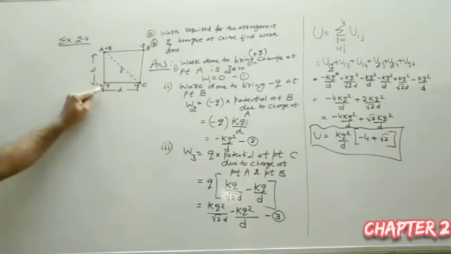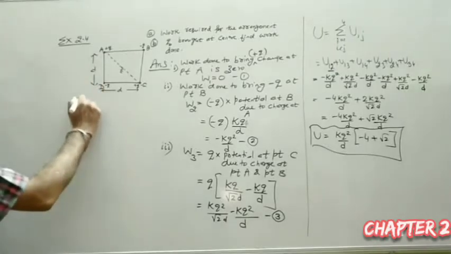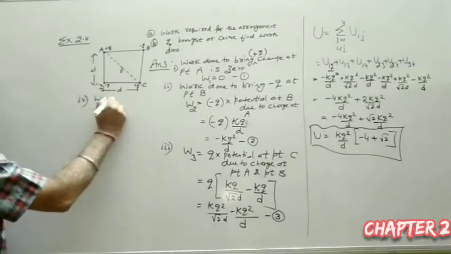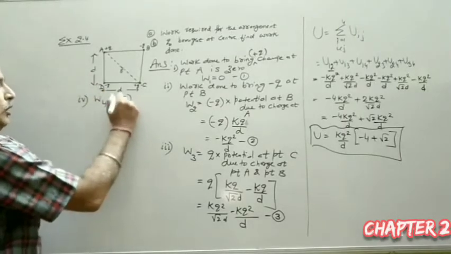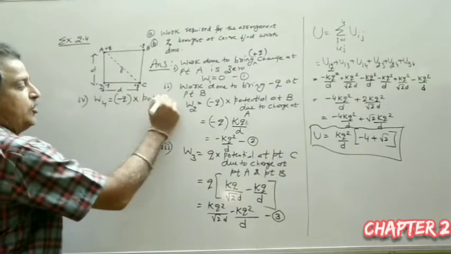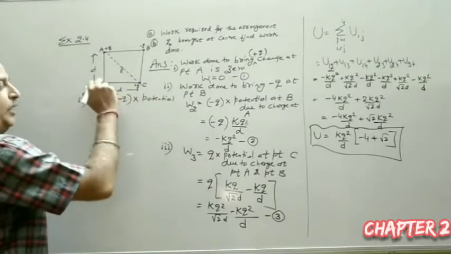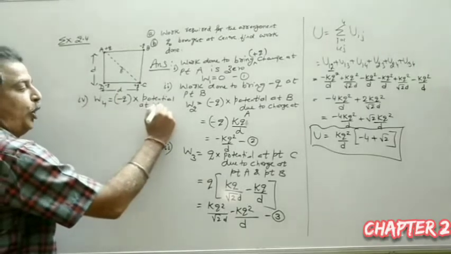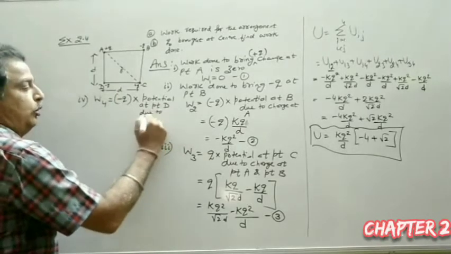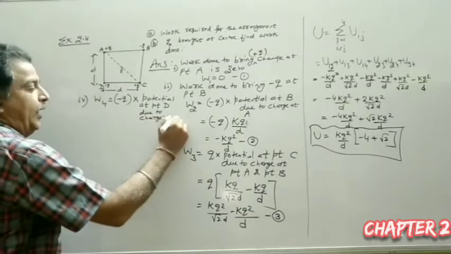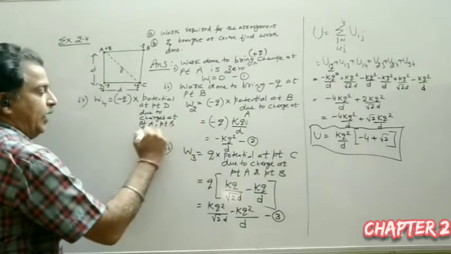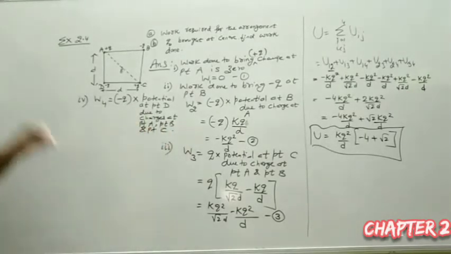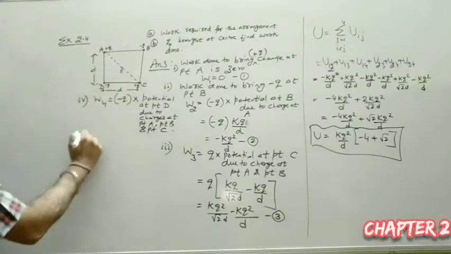Now you have to bring the charge minus q at D. So directly I am writing the step. W4 is equal to work done to bring minus q charge at D. So it becomes minus q into potential, where you have to find out the potential at point D due to charges at point A, point B and point C. So I have to do the work against A, B and C.